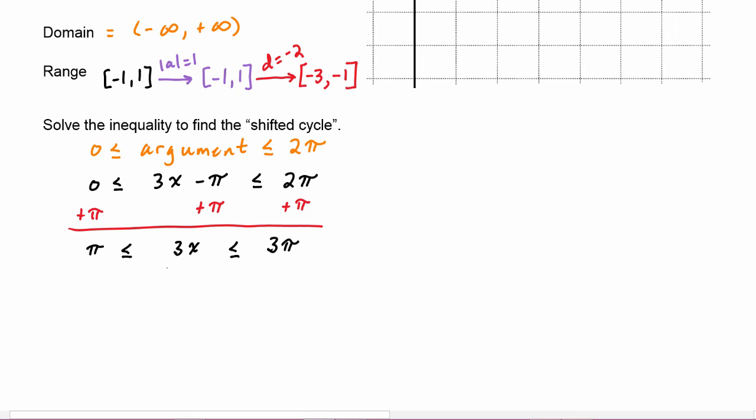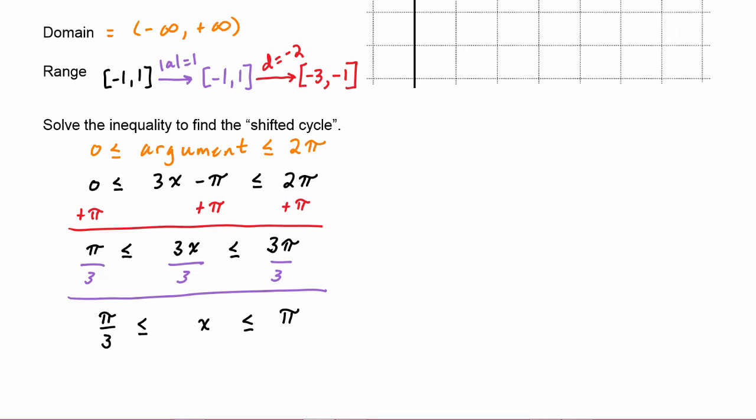Next, we'll divide all three pieces by 3, and our inequality becomes pi over 3 is less than or equal to x is less than or equal to pi. So we know that means that our new shifted cycle of the graph is going to start at pi over 3 and it's going to end at pi.